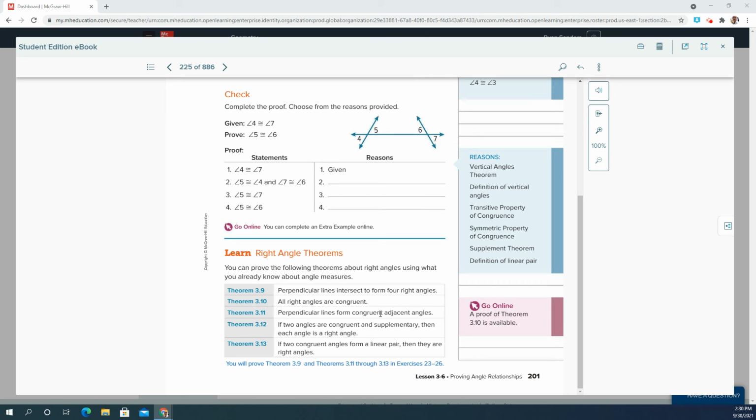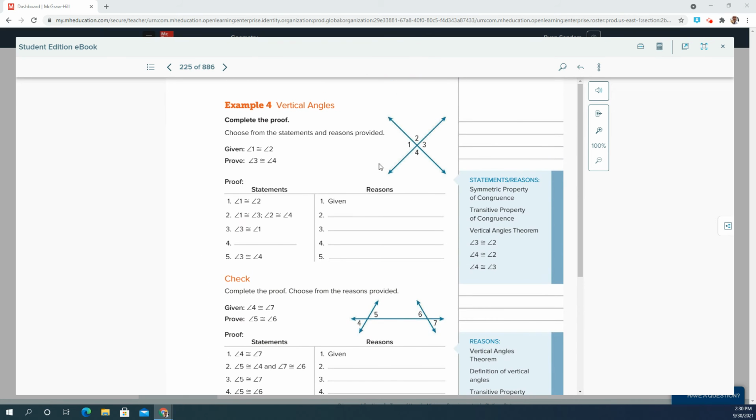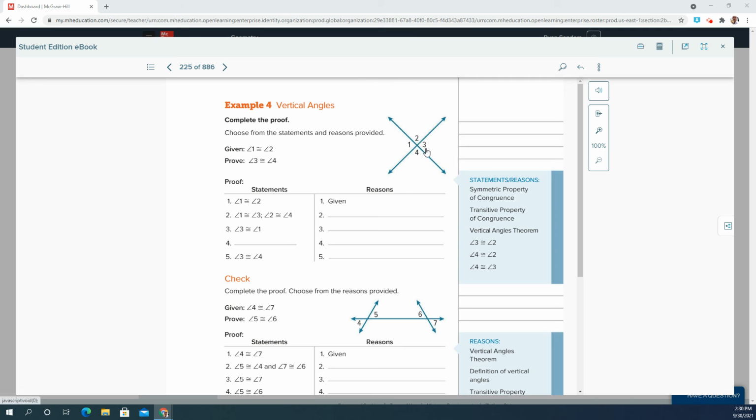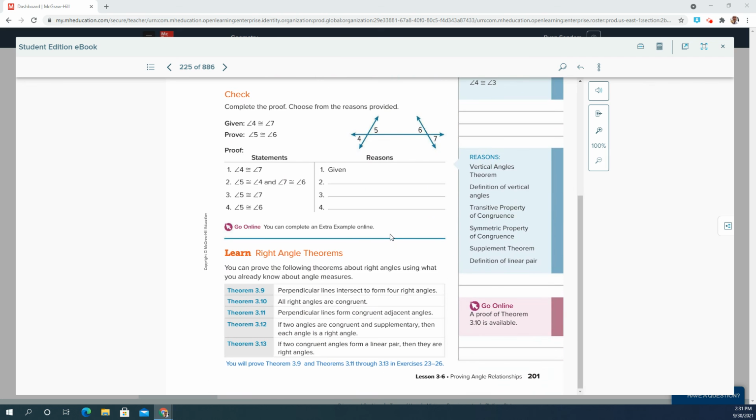Perpendicular lines form congruent adjacent angles. Adjacent means they're next to each other. So 2 is next to 1, 1 is next to 4, 4 is next to 3, 3 is next to 2. If they share a side, that means they're adjacent, and they're equal or congruent. If two angles are congruent and supplementary, then each angle is a right angle. So if they add to be 180 degrees and they're congruent, that means they're both 90.